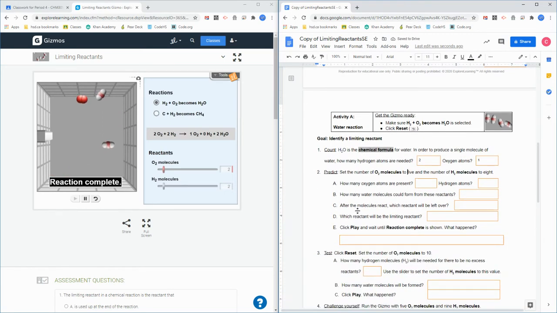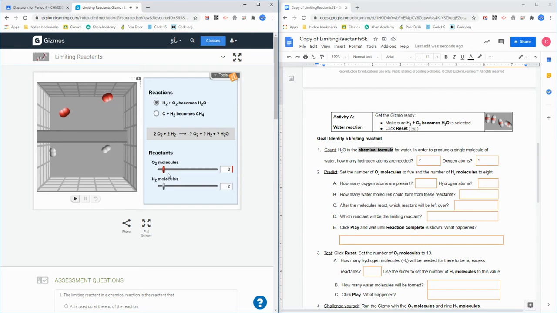We're going to do a little prediction. Set the number of O2 molecules to 5. So I'm just going to pause this. Reset the whole thing, actually. Set the number of O2 molecules to 5 and the number of H2 molecules to 8. How many oxygen atoms are present? 10. How many hydrogen atoms are present? 16. How many water molecules could we form with this?